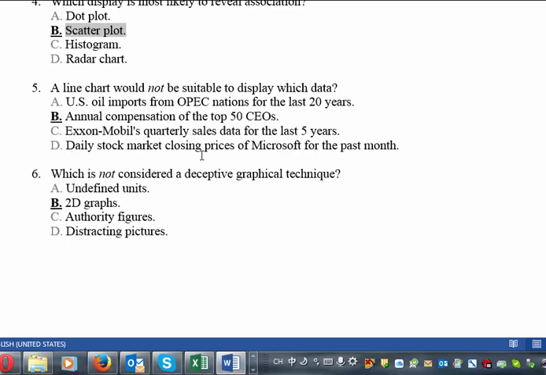Number 5, a line chart will not be suitable to display which data? Right? A line chart. Let's see.